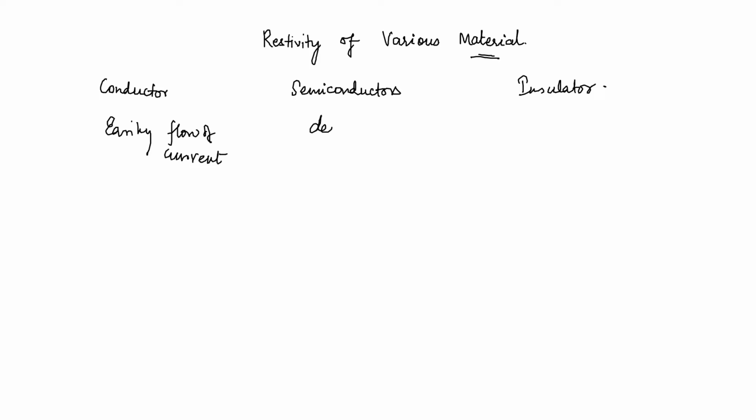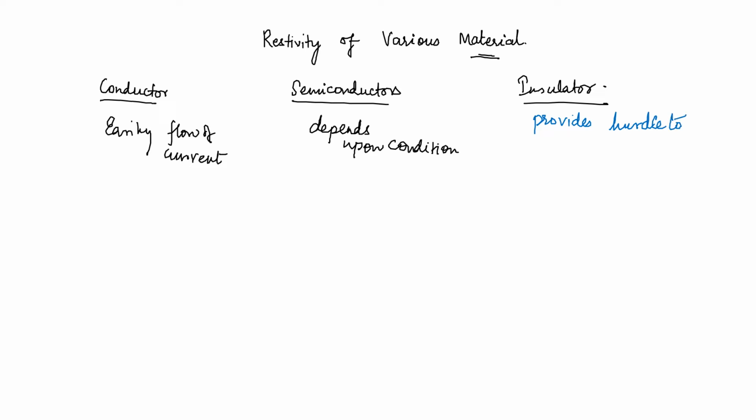We have seen that conductors easily allow flow of current, whereas for semiconductors it depends upon the condition in which the semiconductor is, and insulators are the slowest. They provide resistance, or we can say a hurdle, to the flow of current.